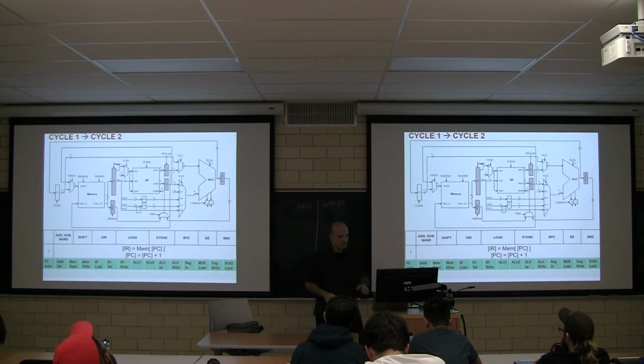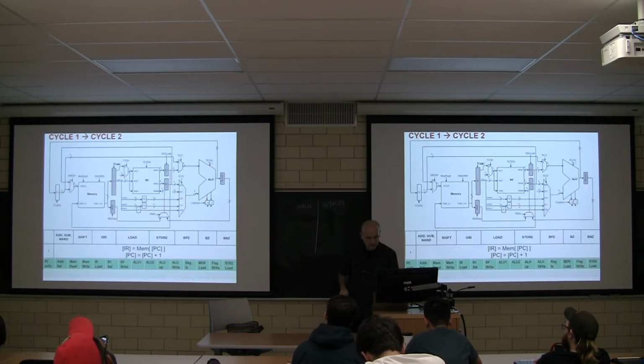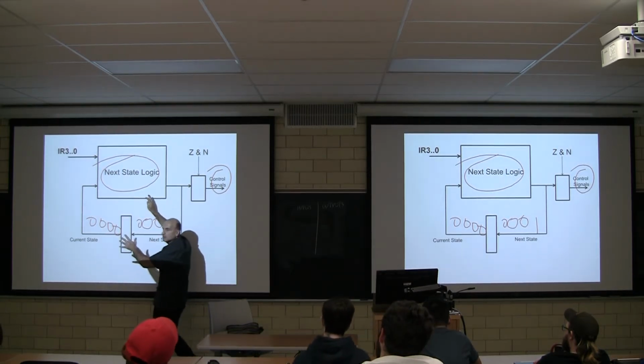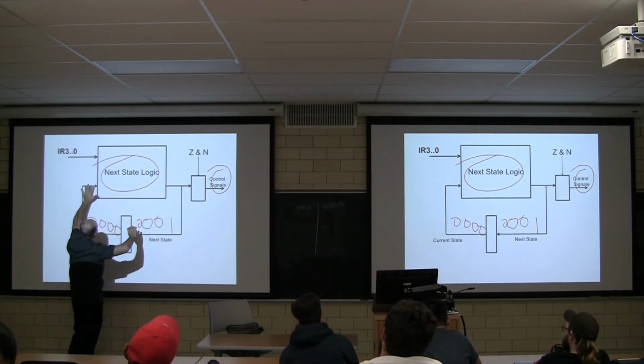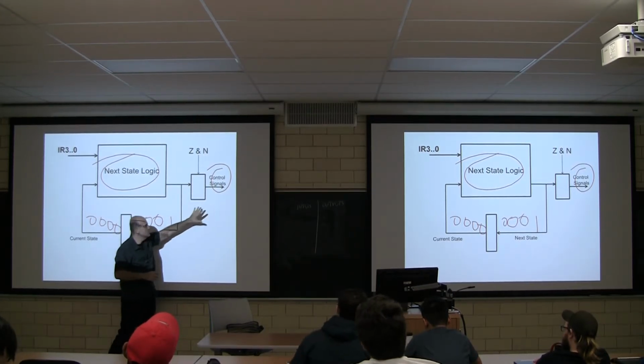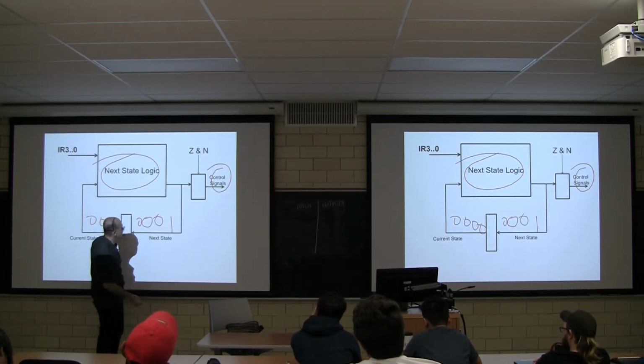Again, sorry for flipping things all the time. But essentially, if you view this block in isolation, it's a combinatorial block that takes a bunch of inputs and produces a bunch of outputs. Some of the outputs are control signals. Some of the outputs are next state. Same thing for the input.